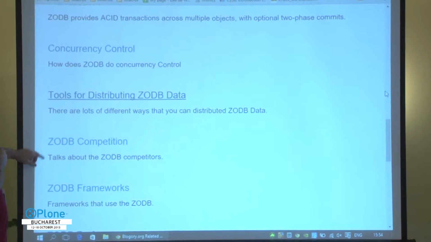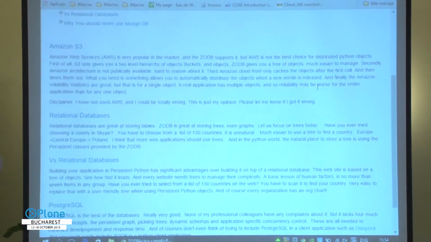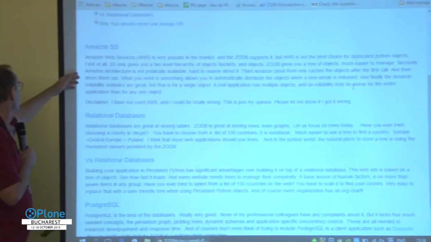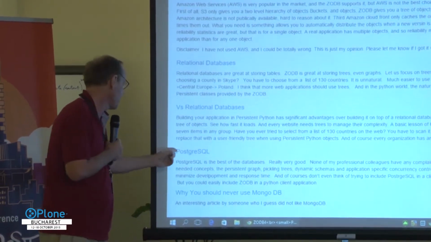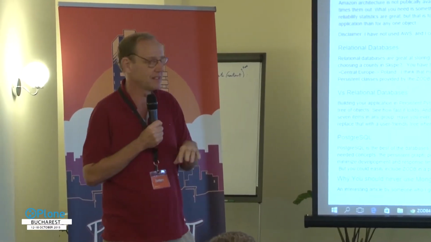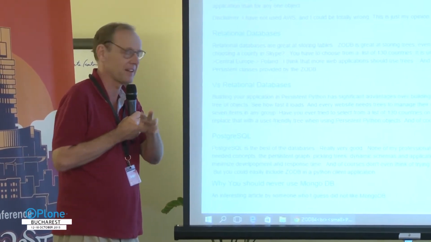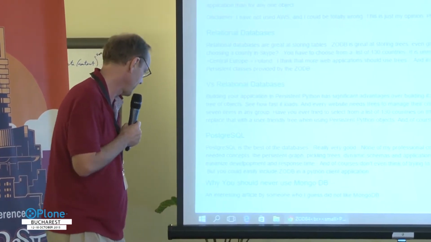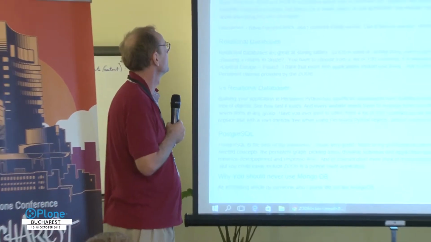Competition. Okay, let's take a look at this ZODB competition. Well, certainly Amazon we all know about. We know about relational databases. PostgreSQL is really good, but Postgres actually does trees. If you try to do these heterogeneous trees in Postgres, I don't know. If there's a Postgres expert here, I'd be very interested in having them weigh in. I've had different opinions on this one. Next, go down. That's it? Okay, close that one out.